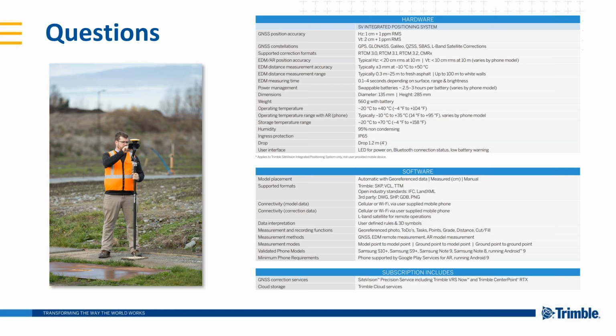So there's a question here. Can you send some detailed instructions on how you got 2 to 3 centimeter accuracy on the as-built of the underground utility? I think the couple of important factors there are, the utility needs to be mapped accurately in the beginning. So when it's installed, it needs to be captured within that accuracy range.